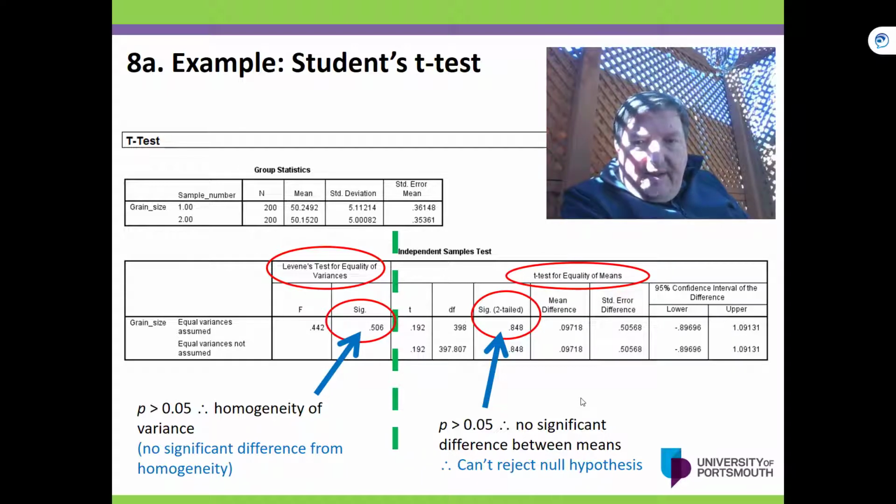So the significance value here, 0.848. So p is greater than 0.05. That means there's no significant difference between the two means, and therefore we cannot reject the null hypothesis. In other words, the grain sizes on Southsea Beach and Brighton Beach are the same.